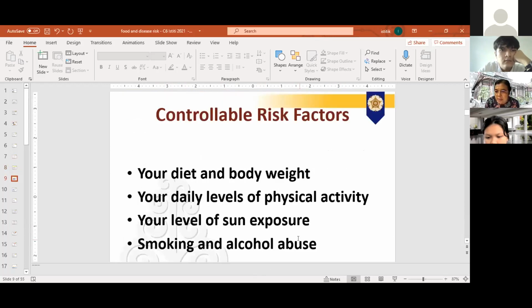The risk factors can be controllable and uncontrollable. Here we see diet and body weight we can control, daily level of physical activity, level of sun exposure, smoking, and alcohol abuse. We can control all the risk factors here. But there are also uncontrollable risk factors.